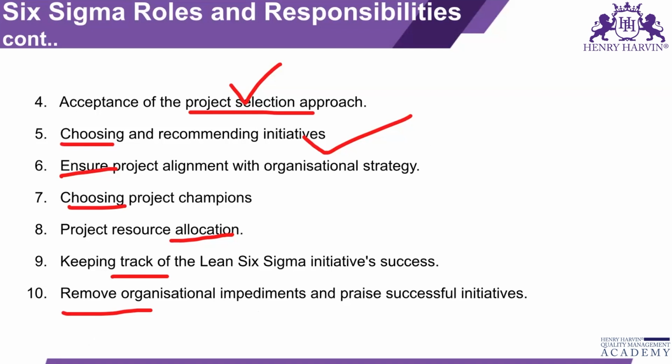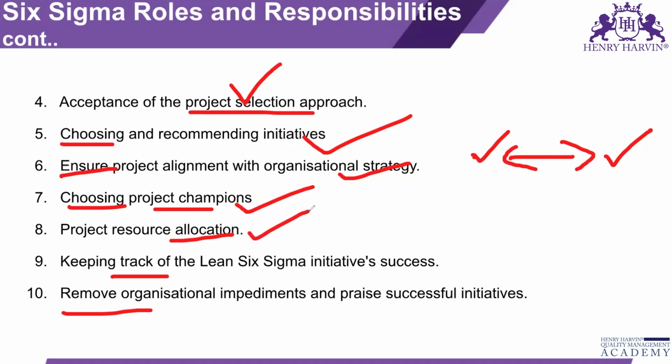Next one, ensure project alignment with organizational strategy. Ensuring that the Lean Six Sigma strategy is aligned with the company vision and missions. Next one, choosing the project champion. What are project champions? We'll be learning in the further slides. And also allocating the resources, keeping track of the success ratio of the Six Sigma projects, as well as removing the impediments. What is impediments? Blockades. Very good. The obstacles or the blockages, all right, and then praising those who have done their successful parts, all right. That is increasing morale of their employees.